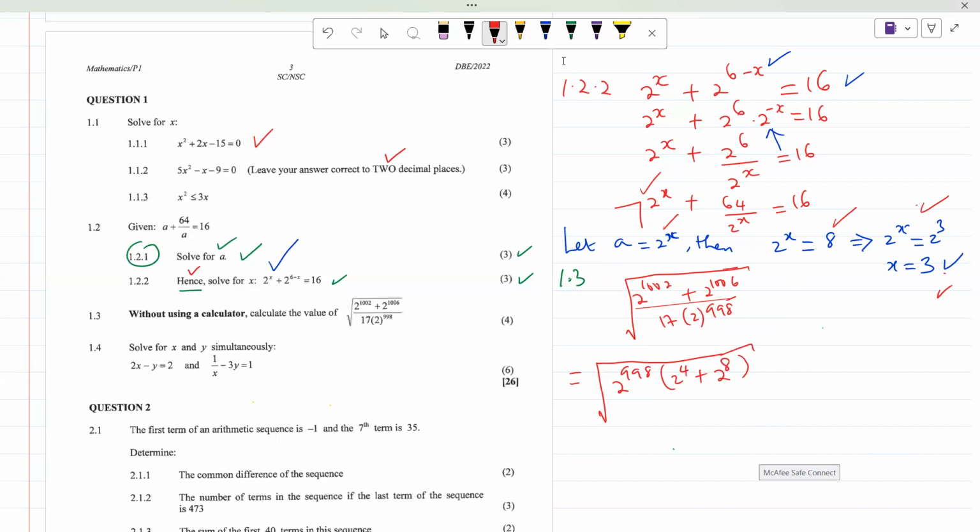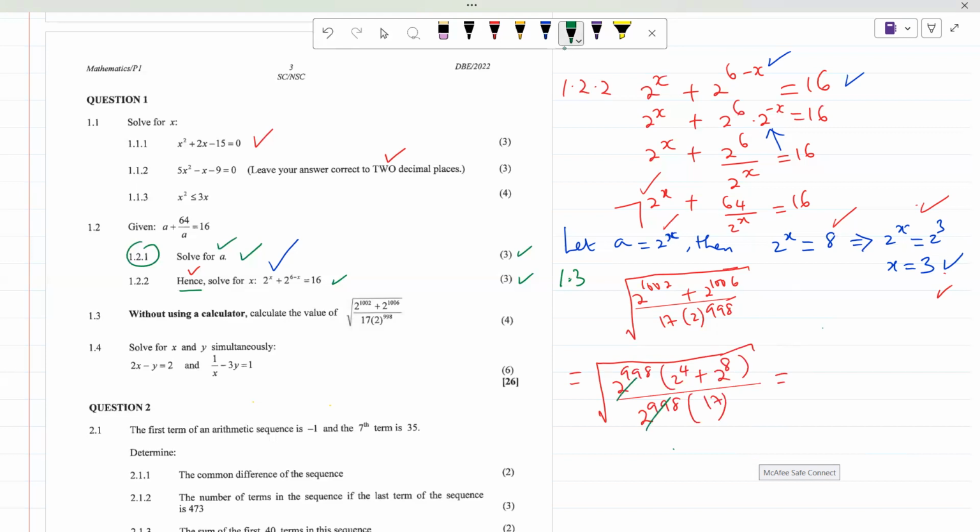Okay, good. Anyway, so we divide everything by the following, 2 to the power 998 into 17. I said already, I use all these ways of learning. I use online. I also use what we call face-to-face learning.